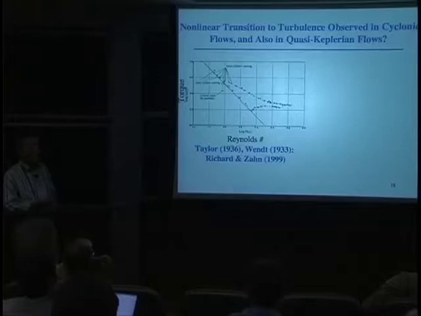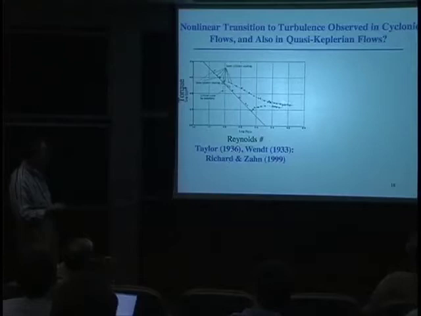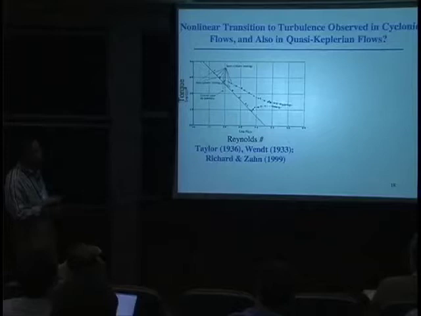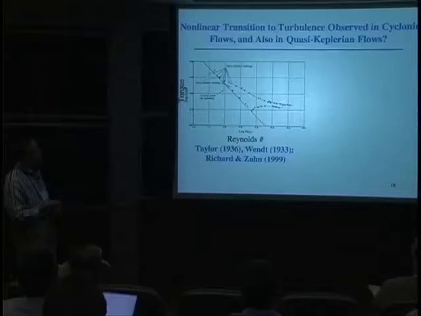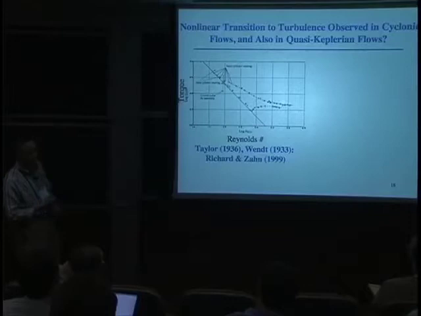This is data from Taylor published in 33. He saw the normalized torque as a function of Reynolds number decrease, boom. This is for the nonlinear hydro case. This is a supercritical case. This is a normal one. So he saw the sign of a supercritical transition to turbulence.